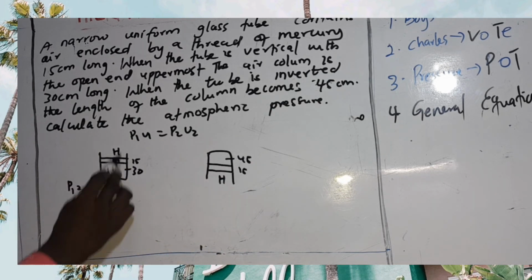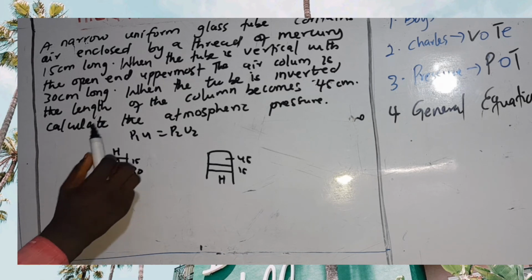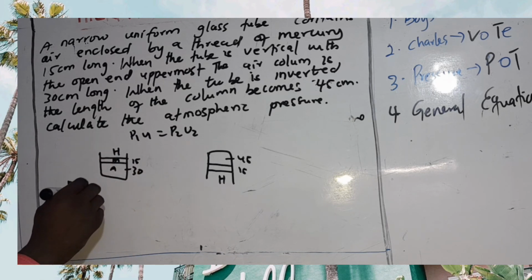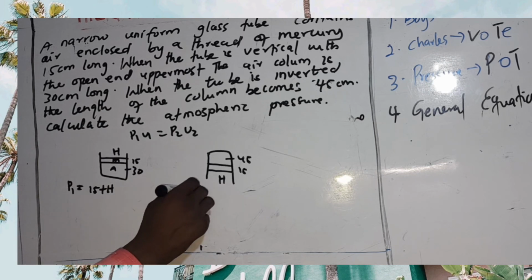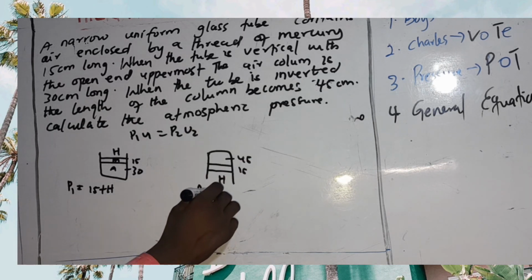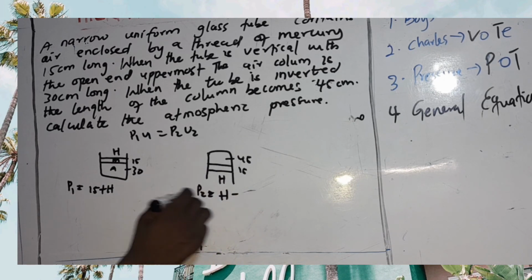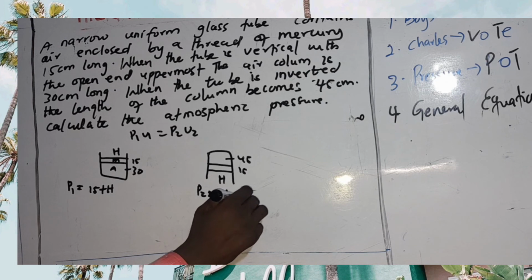The pressure here, I told you when it's open and upward, you add that. So we are going to have 15 plus the atmospheric pressure for P1. But the second pressure, because it's downward, we are going to do the atmospheric pressure H minus the mercury column, which is H minus 15.